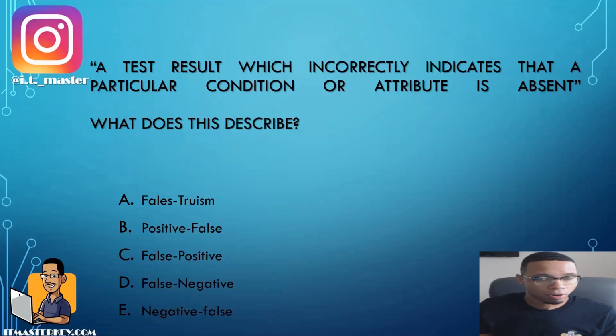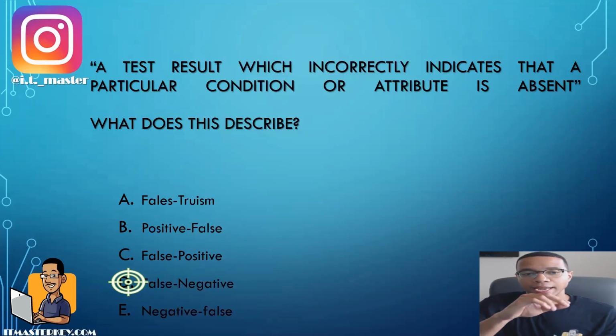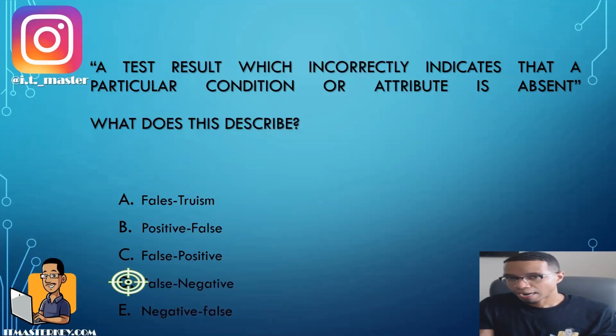So you guys are super smart. You said false negative. A test result which inaccurately indicates that a particular condition or attribute is absent. So pretty much you say, hey, this doesn't work, but it actually does work. Now if it said a test result which inaccurately indicates that a particular condition or attribute is present, then it would have been false positive.